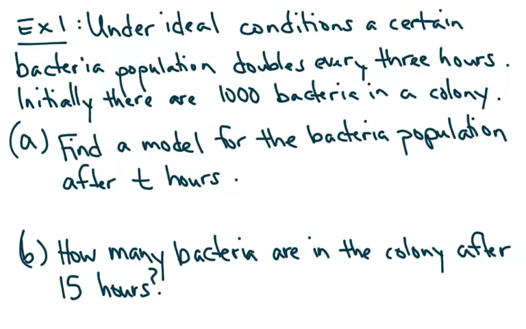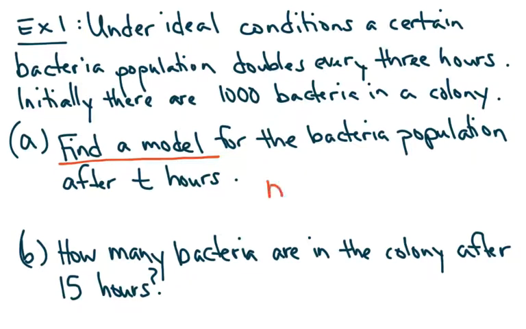So in problem 1, under ideal conditions, a certain bacteria population doubles every 3 hours. Initially, there are 1,000 bacteria in a colony. Find a model for the bacteria population after t hours. Remember that the phrase "find a model" is code for "write the equation."